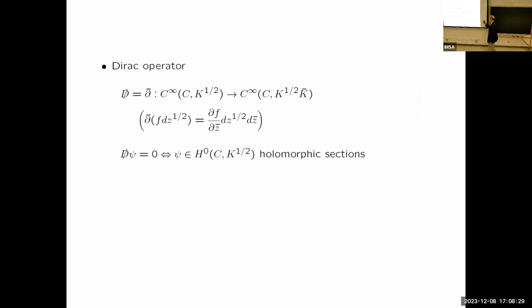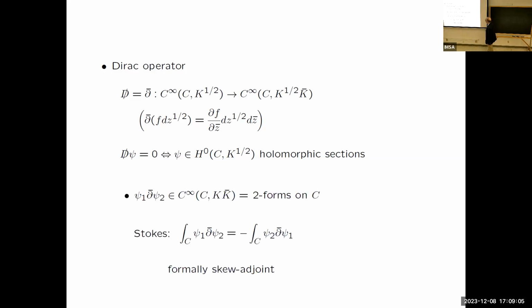This is now one of those half spin bundles, K to the half. And it goes to the other side, which is, in terms of the holomorphic structure, the d-bar operator, which goes into sections of K to the half and K bar. It looks literally like this. So this is the complex conjugate that we can use as well. And so if we're looking at solutions to the Dirac operator, it's just the same as looking at holomorphic sections of this square root of the canonical.